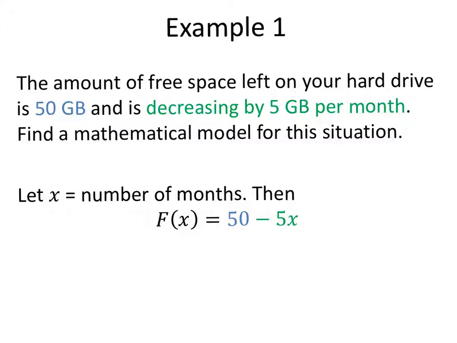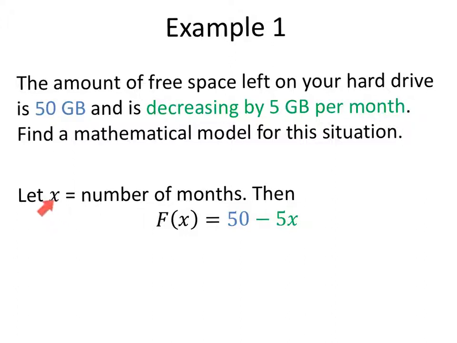Alright, let's look at some examples. The amount of free space left on your hard drive is 50 gigabytes, and it's decreasing by 5 gigabytes per month. Find a mathematical model for this situation. The first thing I do is look at what's changing. It's decreasing by 5 gigabytes per month. This "per month" tells me that each month I'm losing free space gigabytes. I know that 50 gigabytes is fixed. That's how much space I have on my hard drive as I'm starting the semester.